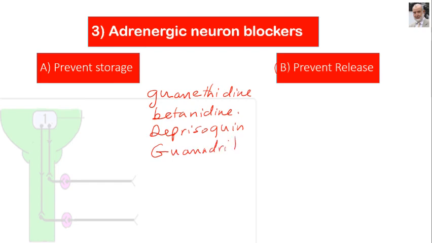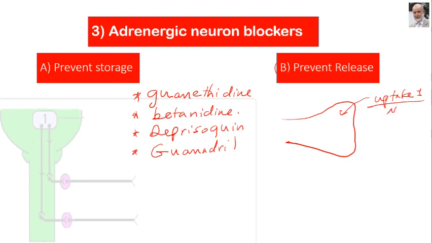Guanethidine, betanidine, debrizoquine, and guanadrel. There are other examples, but these are the most famous. Guanethidine is the most famous. We never forget guanethidine, betanidine, debrizoquine, and guanadrel. What these drugs do is enter the nerve terminal first by the uptake 1 mechanism. I have explained what the uptake 1 mechanism is several times before.